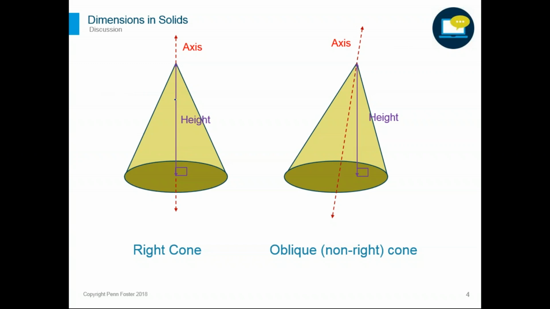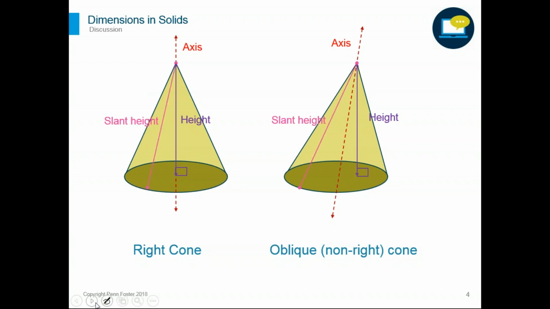And this is when we call a solid a right cylinder, for example, or a right cone or a right pyramid. Now with the oblique or non-right cone, you will see the difference here. The height is still perpendicular to the base, but the height and the axis, they do not meet. They are not aligned. They are not on top of each other. So there is difference between height and axis in non-right solids.